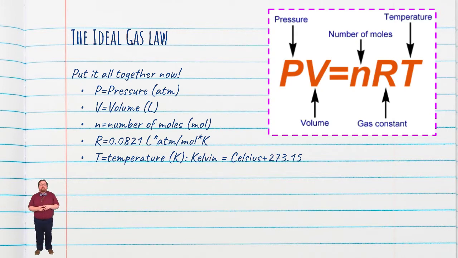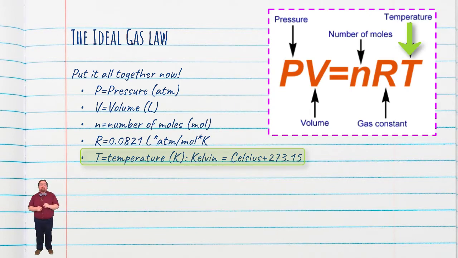The equation reads PV equals nRT, where pressure is measured in atmospheres, volume is measured in liters, n is the number of moles, that's measured in moles, and T is the temperature measured in Kelvin.